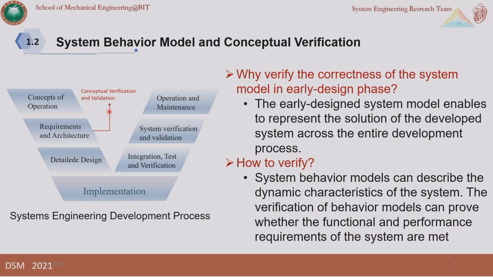The MBSE abstract system models are developed in the requirement and architecture phase of the V model, and it will use the system model as a single source of truth to guide the subsequent development process. This is why we need to verify the correctness of the system model in the early design phase. The early design system model enables us to represent the solution of the development system across the entire development process. But how to verify? In this paper, we choose the system behavior models.